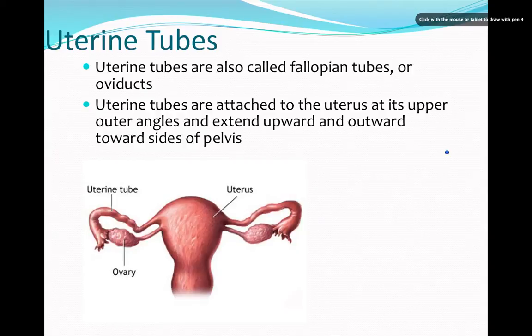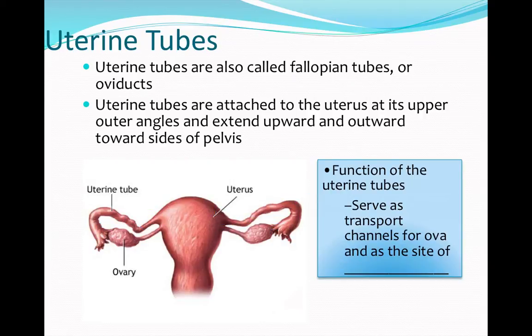The uterine tubes, which are connected to the uterus, are also called fallopian tubes or oviducts. We mentioned that before. They're attached to the uterus at its upper outer angles here and extend upward and outward towards the sides of the pelvis. Notice that they wrap around and end in structures which kind of cup the ovaries. These are called fimbriae, which aid in sweeping the egg into those fallopian tubes.